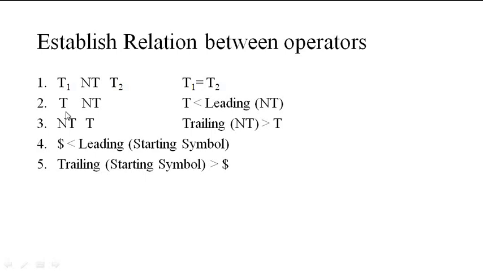If there is one terminal and one non-terminal, then terminal is less than leading of non-terminal. If the relation is like non-terminal terminal, then trailing of non-terminal is greater than terminal. Dollar is always less than leading of the starting symbol, and trailing of the starting symbol is always greater than dollar.